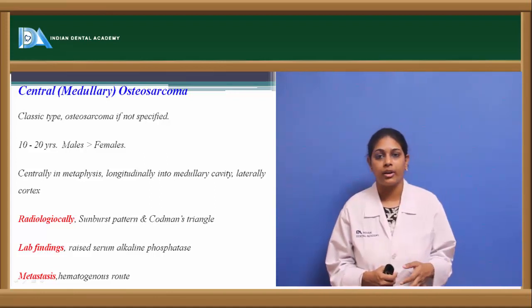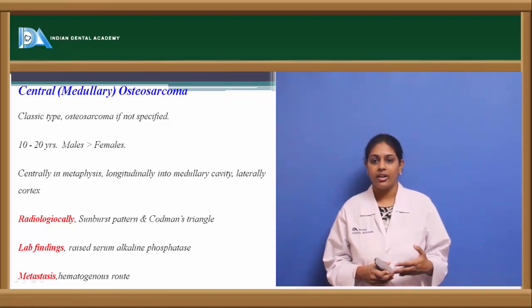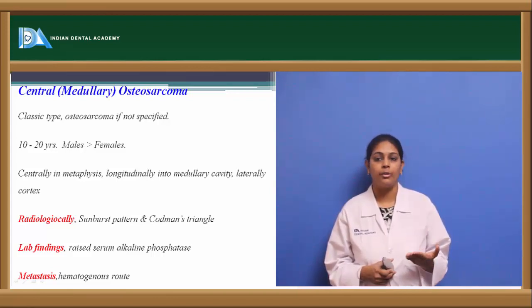This is known as Codman's triangle. Coming to the laboratory findings, usually in osteosarcoma of the central or medullary type, we find that the serum alkaline phosphatase level is raised above the normal limit.